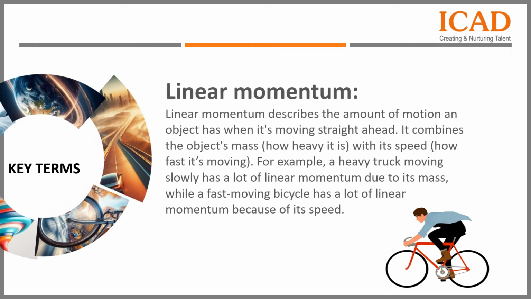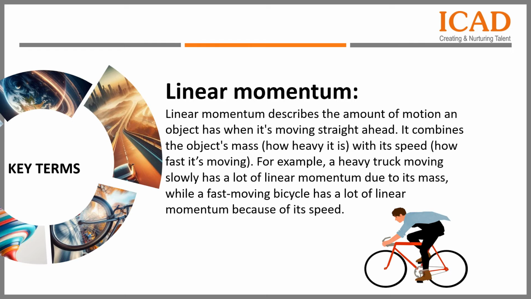Now, the next is linear momentum. Linear momentum describes the amount of motion an object has when it's moving straight ahead. It combines the object's mass, how heavy it is, with its speed, how fast it's moving. For example, a heavy truck moving slowly has a lot of linear momentum due to its mass, while a fast-moving bicycle has a lot of linear momentum because of its speed.